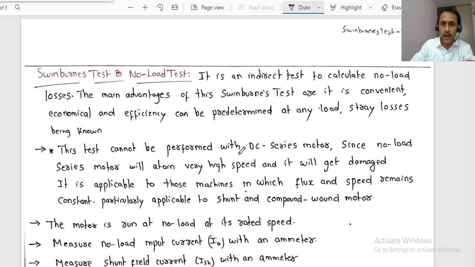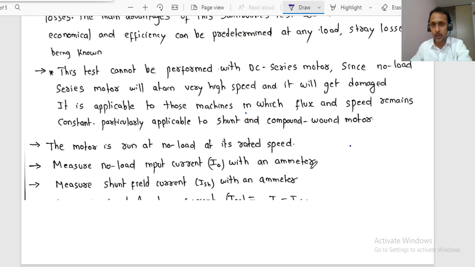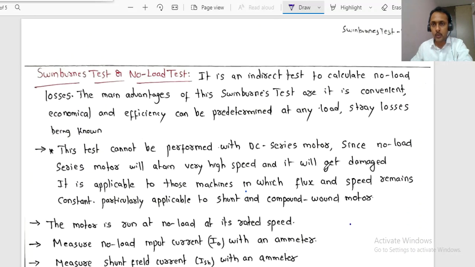It is also called an indirect test to calculate the no load losses. The main advantage of this test is that it is very convenient and economical, and also the efficiency can be predetermined at any load without really applying the load. Whether it is at 1/4 load, half load or full load, we can calculate the efficiency for those loads without really applying the load once we know the stray losses.